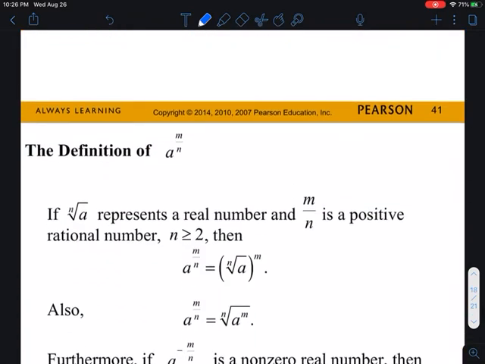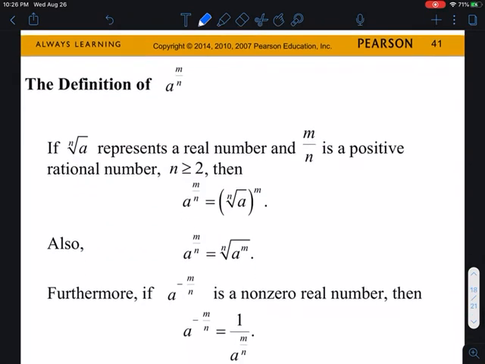One more little piece: the definition of what happens if we have fractional exponents. What if we have something like a to the m over n? So it says if the nth root of a represents a real number and m over n is a positive rational number, n is greater than or equal to 2. If n was equal to 1, you'd have no division, right? Makes sense? n has to be at least 2 in order to have an actual fraction going on there. So what happens is they have a to the m over n is equal to, and they show two different ways that you can write this out.